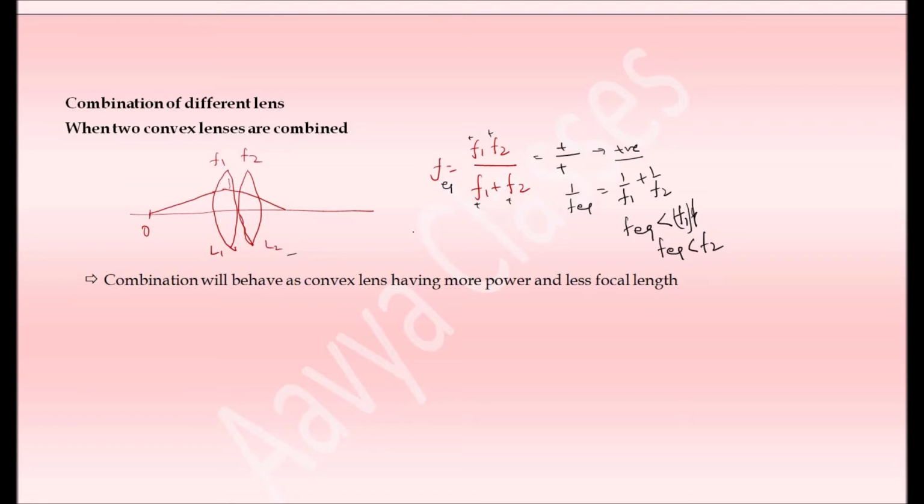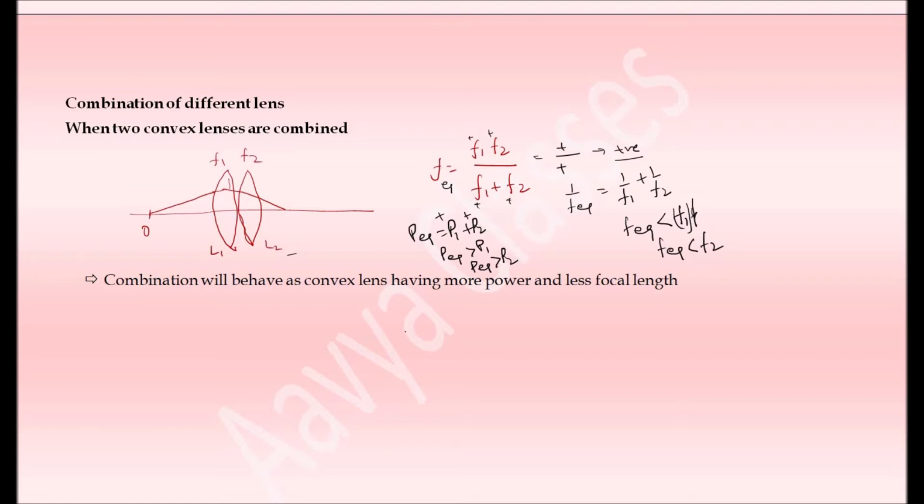And if we consider the power, then the power of the equivalent lens is equal to P1 plus P2. The power of a convex lens comes with a positive sign, and the other lens is also convex, so it will also come with a positive sign. So clearly P equivalent is greater than P1 and P equivalent is greater than P2. So the combination will behave as a convex lens having more power and less focal length. Now we will see when the maximum focal length can be observed in the case of an equivalent lens.